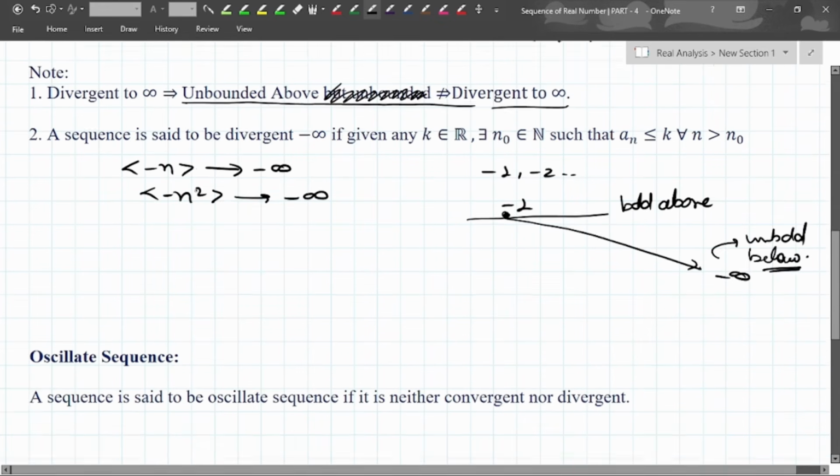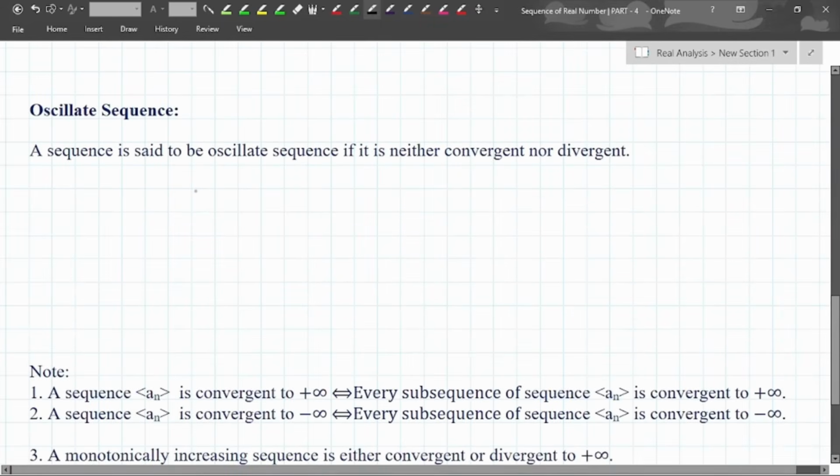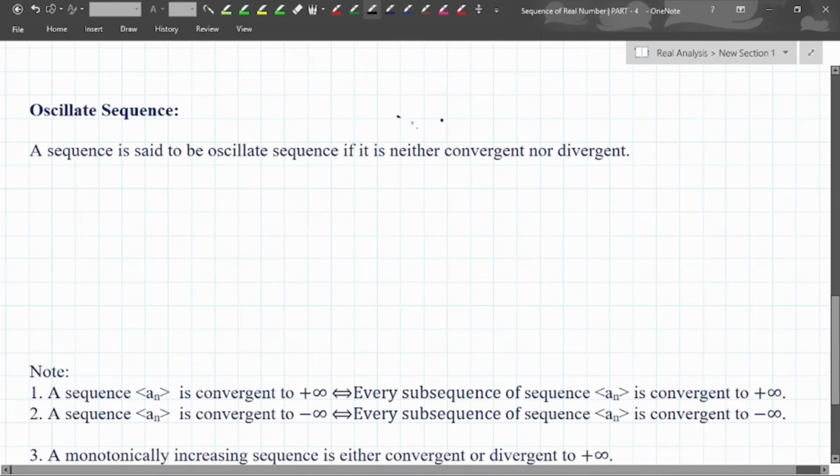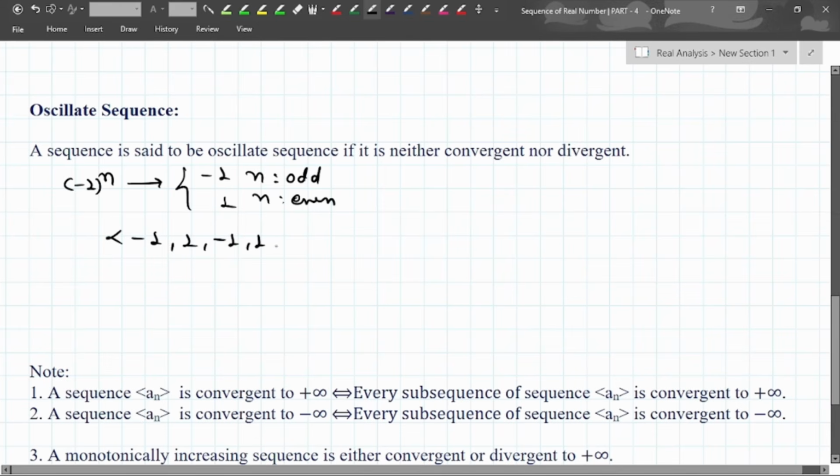Next we have the oscillating sequence. What do we mean by oscillating? It oscillates from one point to another: the sequence will attain this term, again attain this term, oscillating between these two terms. One example is (-1) power n. If n is odd, it will be -1. If n is even, it will be 1. So my sequence will be -1, 1, -1, 1.